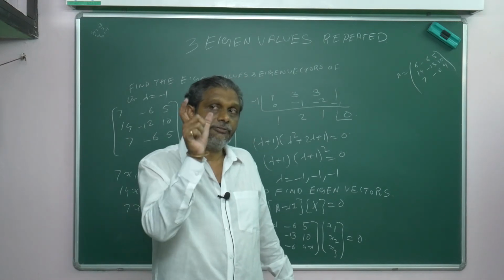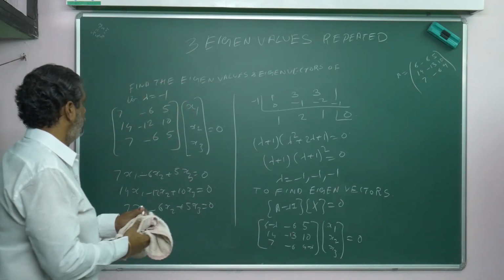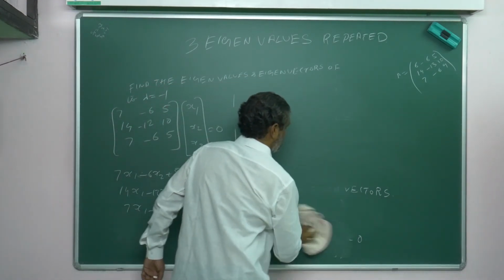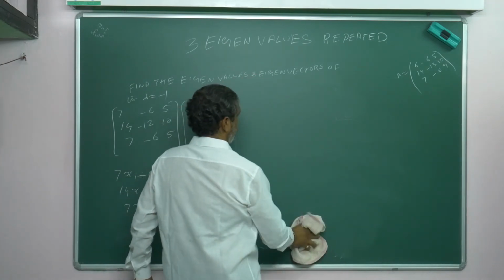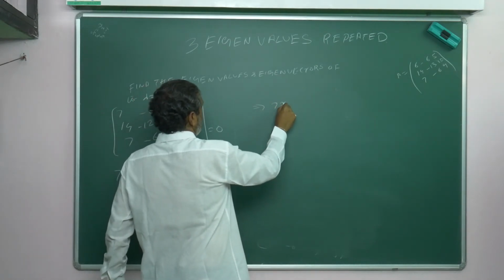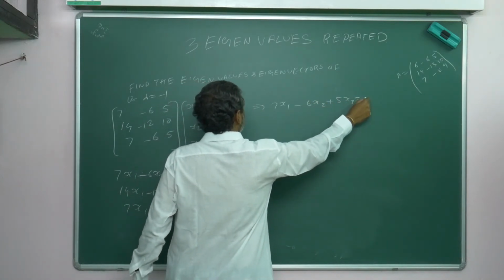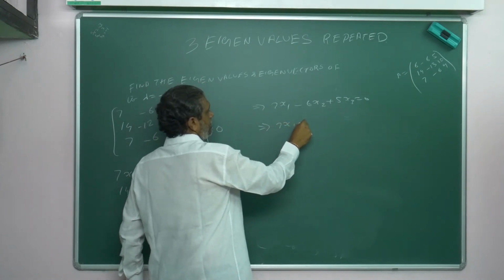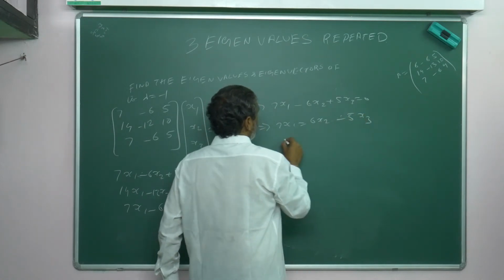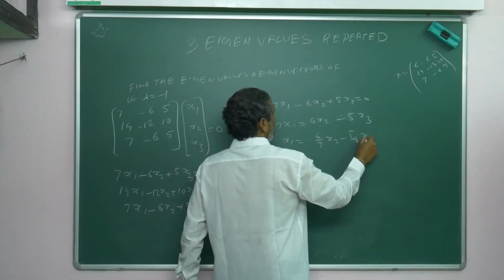For the third case, what is it? The first one I want to make 0. In such a way I will try. Okay, don't confuse. I will do it, no problem. Taking the first equation, how can I write? 7x1 minus 6x2 plus 5x3. So 7x1 is equal to 6x2 minus 5x3. So x1 is equal to 6 by 7 x2 minus 5 by 7 x3.